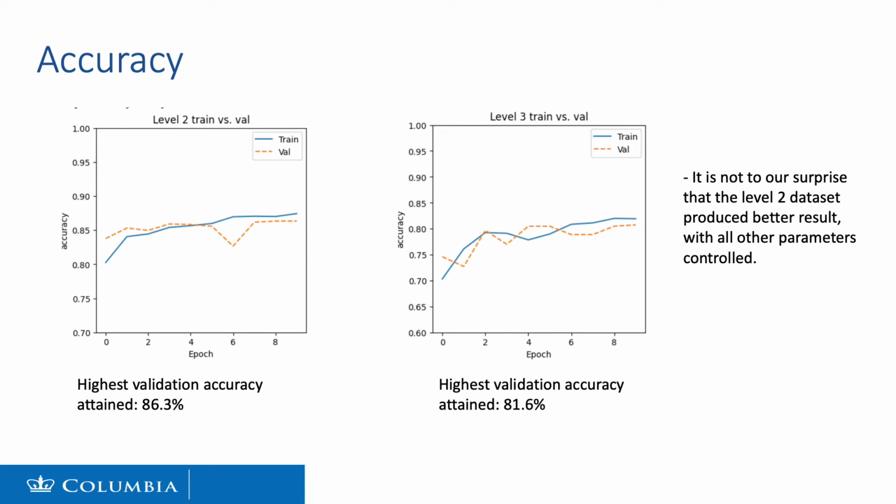And obviously, the model that was trained on Zoom level 2 image datasets attained a better result than the one that was trained on level 3 because Zoom level 2 images do have much more details for the model to learn from. So the result is not surprising to us.